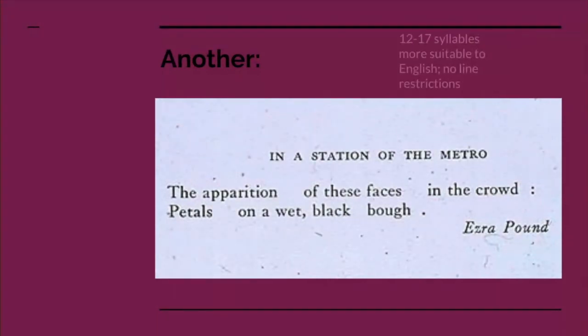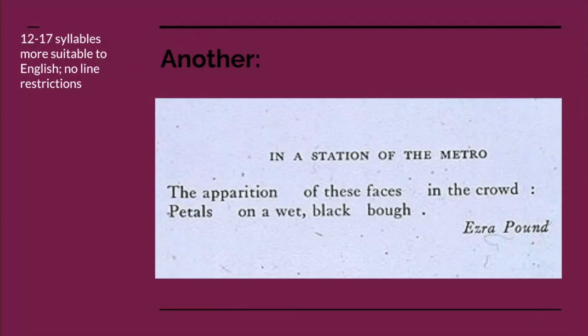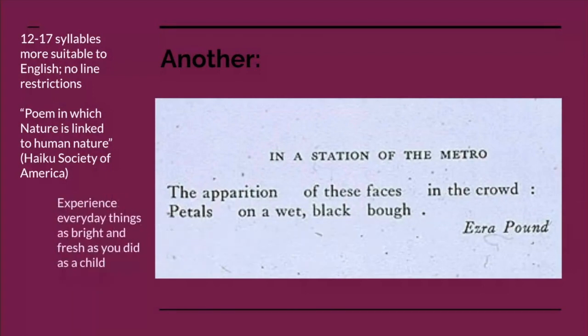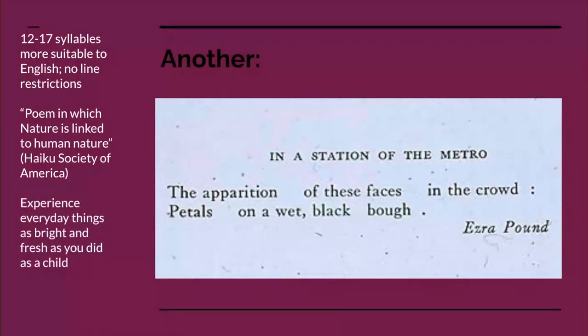The Haiku Society of America defines haiku's purpose as a poem in which nature is linked to human nature. This is another difference from Japanese haiku, which was concerned with linking to the natural world. But the imagery is still maintained as front and center in both types. The attention to details and senses is still very important.